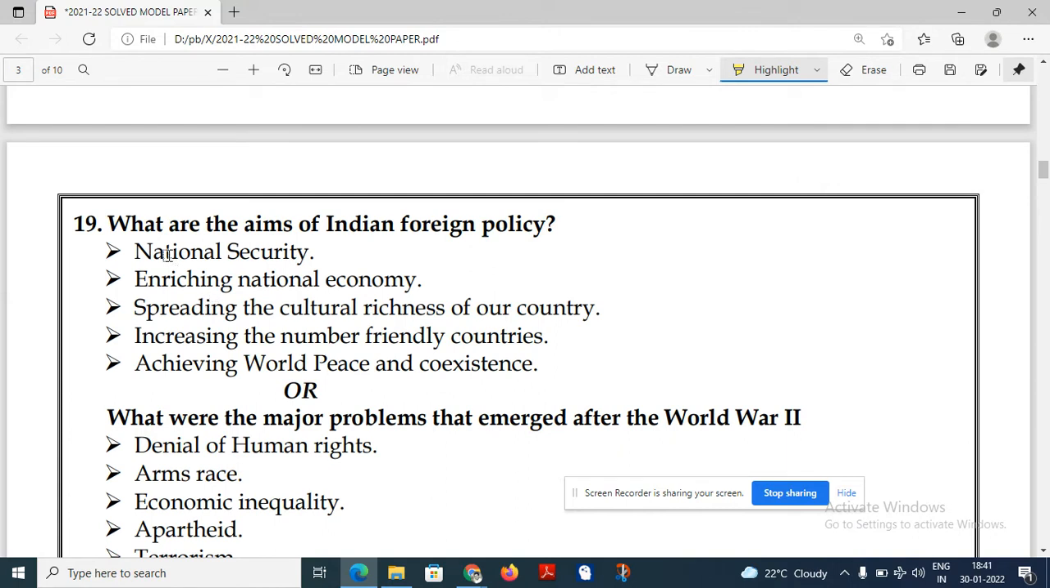Next question is 19th. What are the aims of Indian foreign policy? National security, enriching national economy, spreading cultural richness of our country abroad, increasing number of friendly countries. World peace and coexistence is the aim of Indian foreign policy.